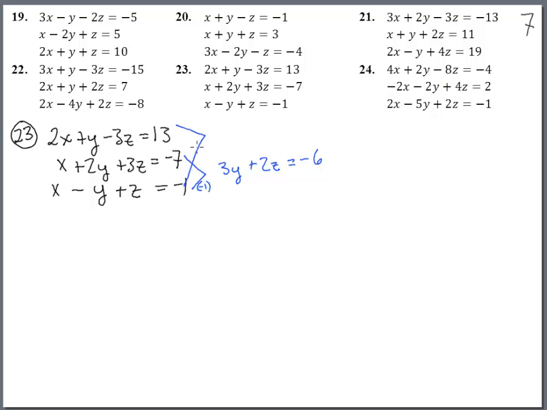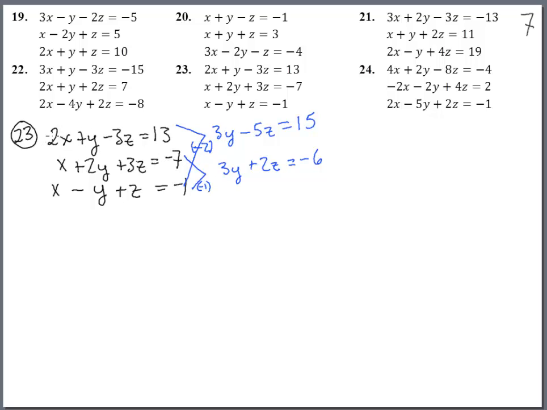So times the bottom one by a -2. -2x and 2x go away. Positive 2y and y give us 3y. And then -2z and -3z is -5z. Positive 2 plus 13 is 15. That was pretty interesting.